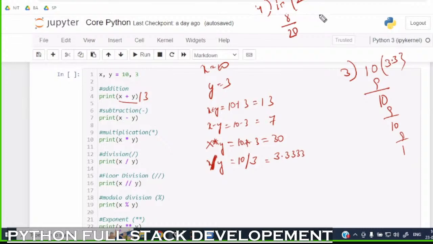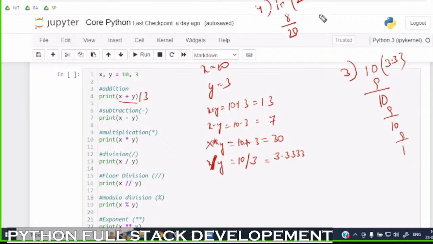Next, there is a symbol called x percentage y. What is the meaning of x percentage y? Means 10 percentage 4. This percentage symbol is called modulo. 10 modulo 4, 10 modulo 3, like this. What is the meaning of this? Whatever remainder you have got after the quotient, you consider that remainder as the modulo. The modulo gives you the remainder. Floor division gives the quotient value, and this gives the remainder value.